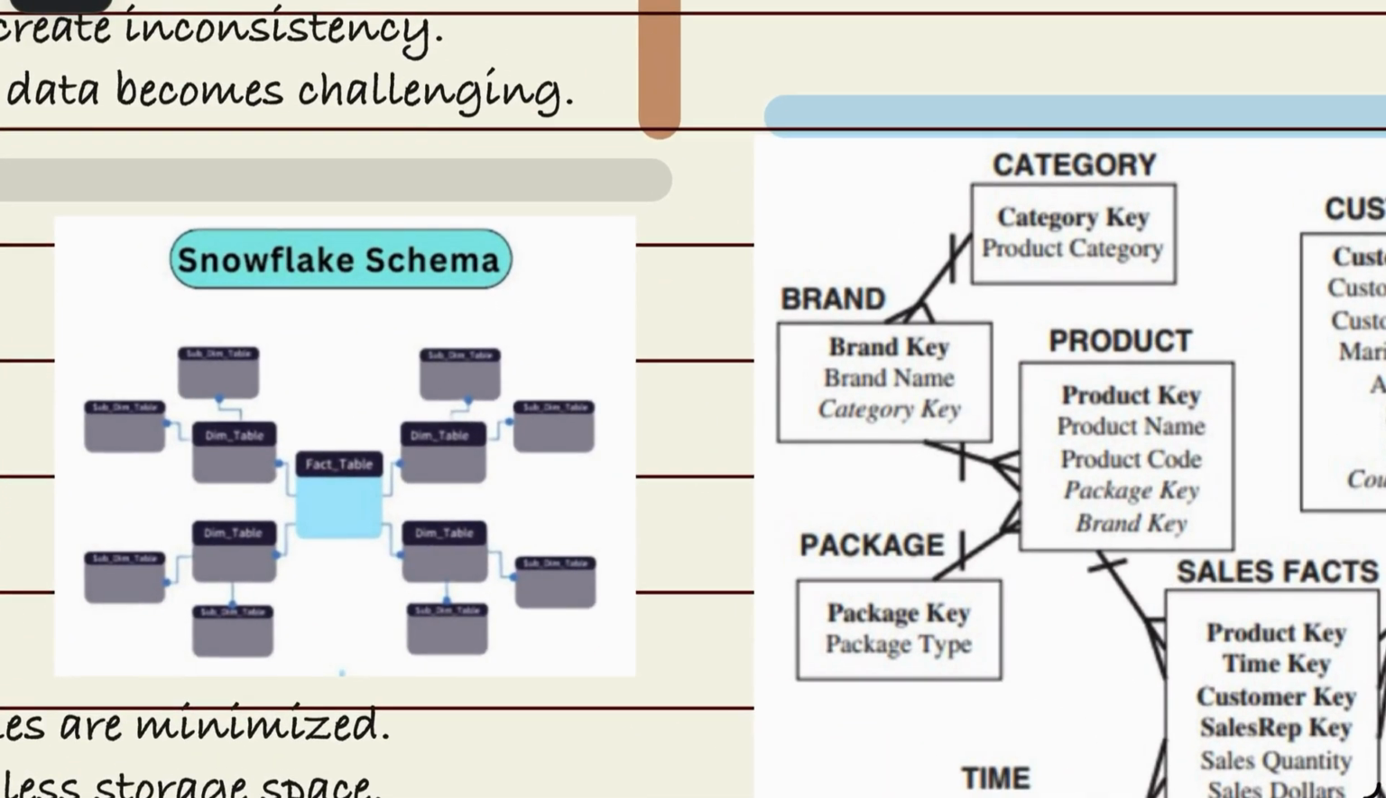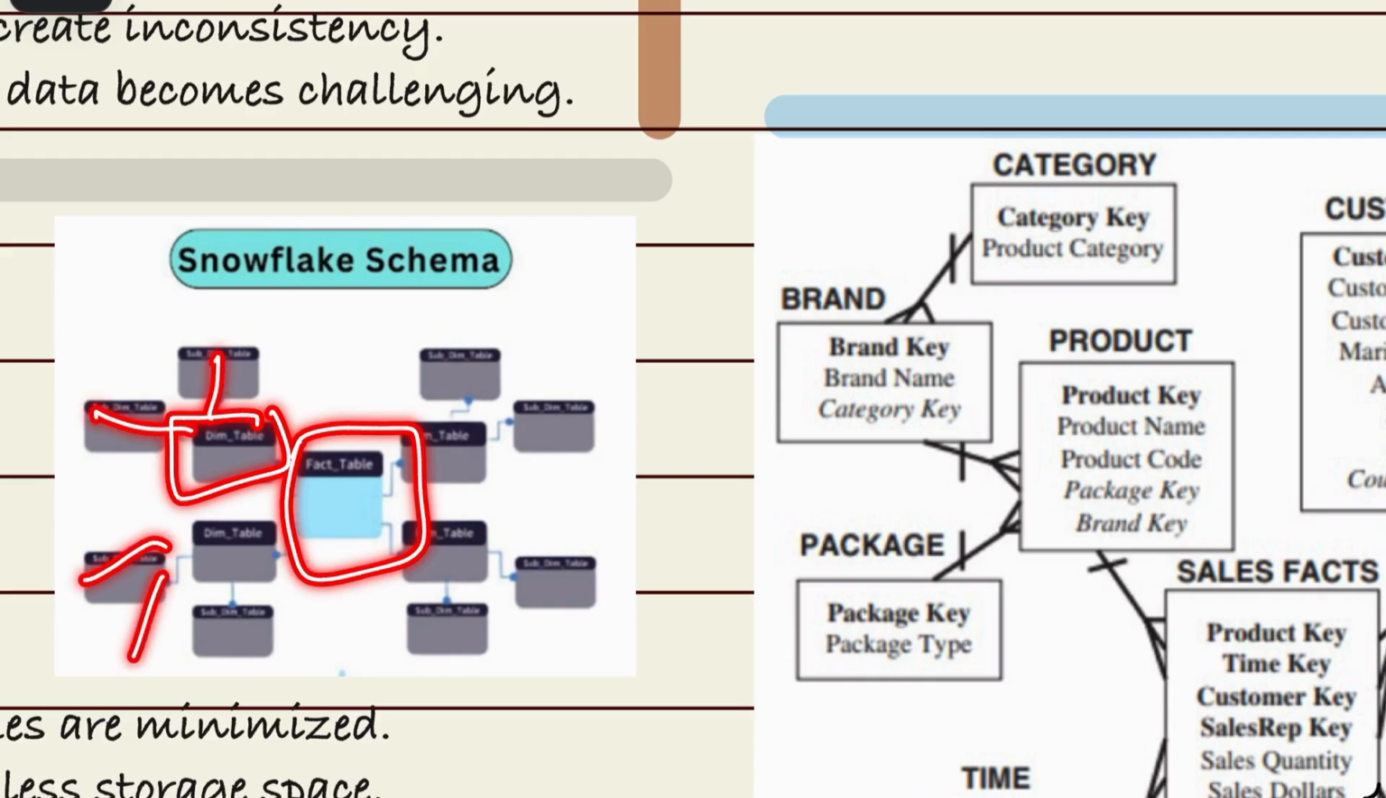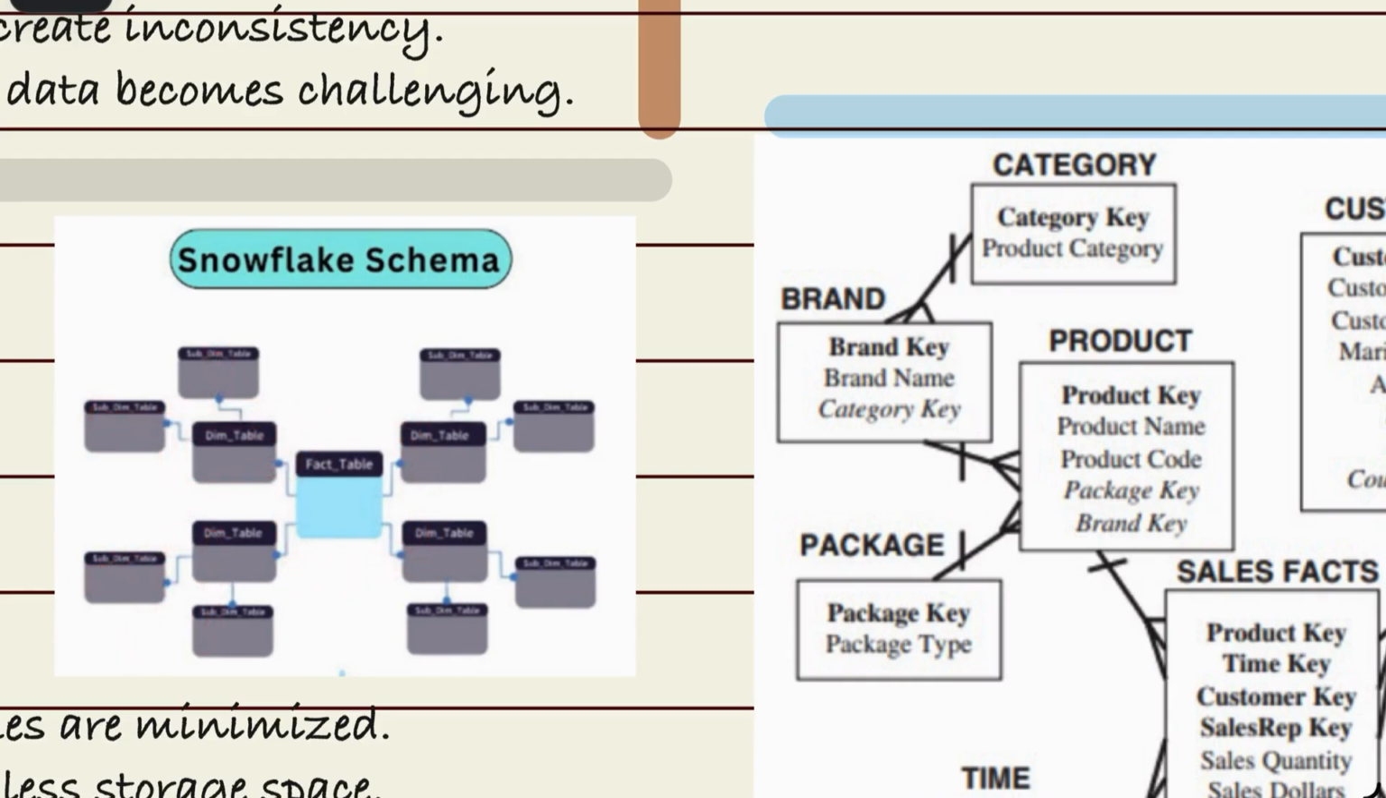So you see over here. So what is happening? We have a fact table in between, right? But dimension tables are further divided into multiple dimensions. So it is branching out like a crystal. That is why it is known as snowflake schema. So there is a snowflake pattern.